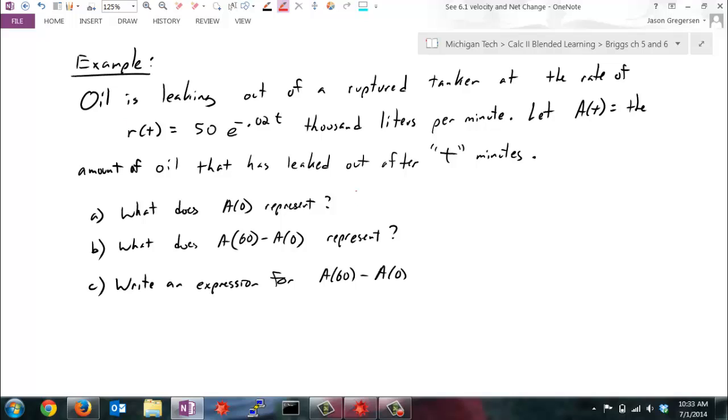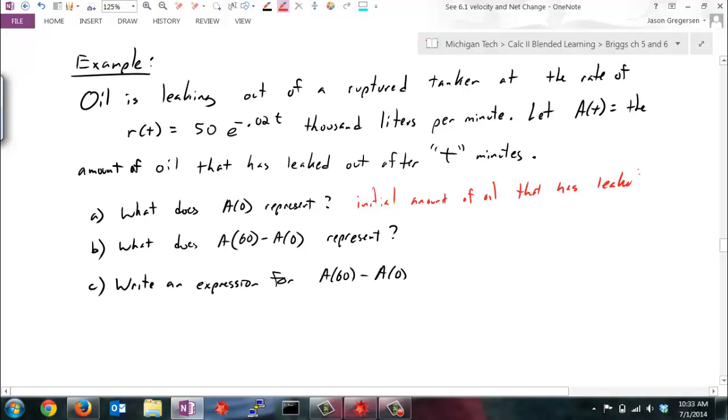All right, so this is the initial amount of oil. Amount of oil that has leaked. Once again, we could define t in different ways, and it will change the actual value here. The point here is to think about what it could be. So what does A of 60 minus A of 0 represent?